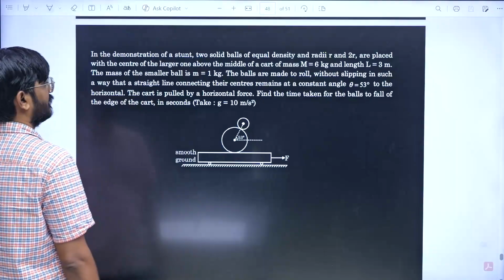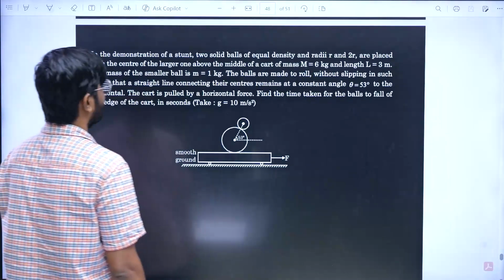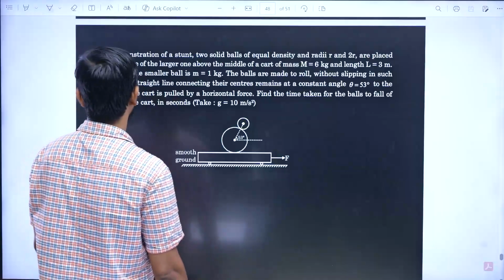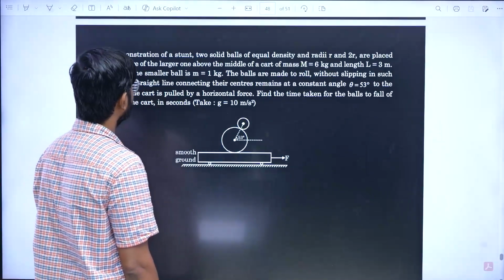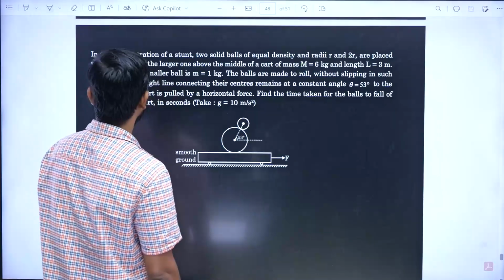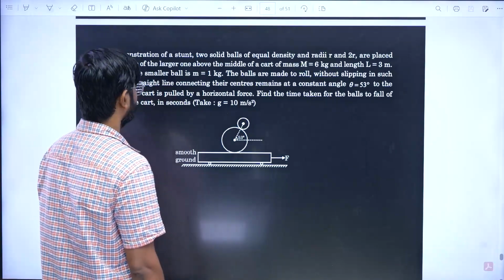The balls are made to roll without slipping in such a way that the straight line connecting their centers remains at a constant angle of 53 degrees to the horizontal. The cart is pulled by a horizontal force. Find the time taken by the balls to fall off the edge of the cart in seconds.